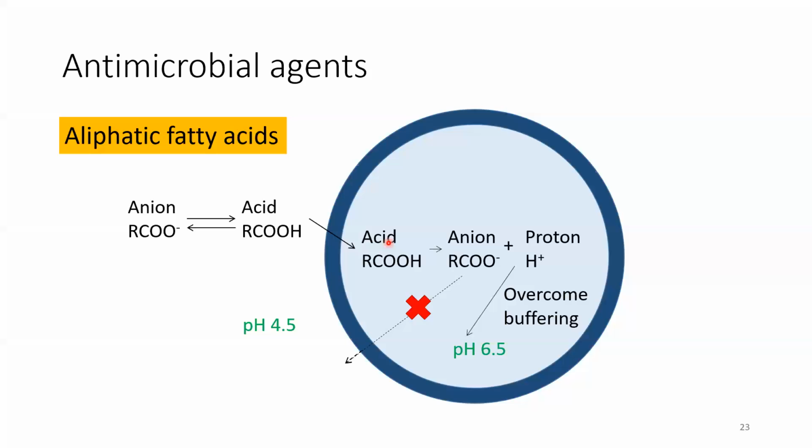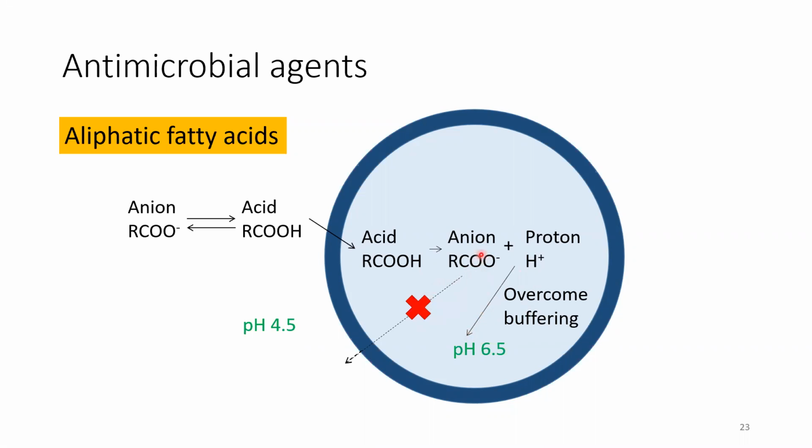Once it gets inside the cell, it's going to do the same thing that it did outside the cell, which is partially dissociate. When it does that, it's going to release some protons and lower the pH inside that cell. If it does this enough, it's going to overcome the buffering capacity of that cell. So the cell is no longer going to be able to keep the pH that it needs to survive. Instead of being pH 6.5, it's going to be something lower than that, which is going to be damaging for that cell.